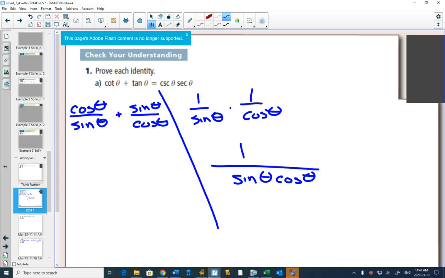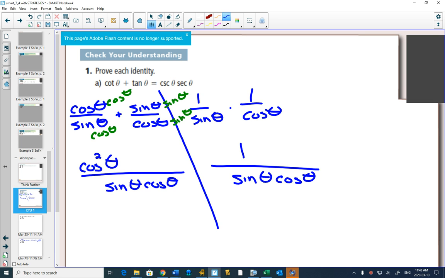On the left side, we have 2 fractions that are added. How do you add fractions? Yes, this is where you need your common denominator. So multiply by cos theta over cos theta, and sine theta over sine theta. Now I have a common denominator. My denominator is going to be sine theta cos theta. My numerator, cos times cos, cos squared, plus sine times sine, sine squared. So I have successfully got a single fraction on the left-hand side.